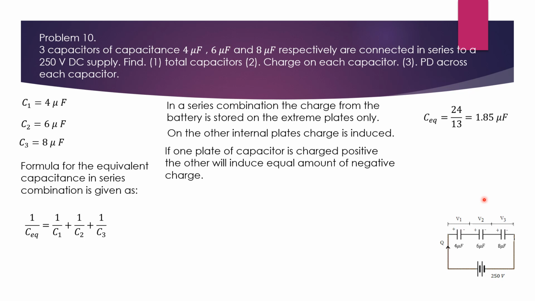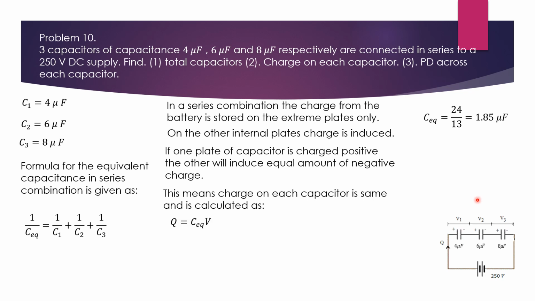Same thing will continue. Whatever the number of capacitors, they will all be charged with the same quantity of charge Q. The charge Q in a series circuit of capacitors is always the same on all the capacitors. This means the charge on each capacitor is the same and is calculated as Q is equal to C equivalent V, because that we will calculate as C equivalent. And remember, C equivalent is always less than the smallest value of capacitors.